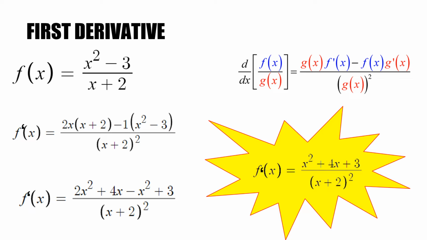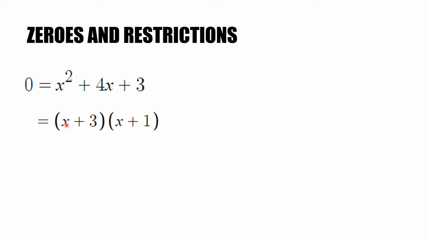Now it's time to find our critical numbers. Time to find our zeros and our restrictions for this derivative. We must calculate critical numbers to find when the function increases and decreases. Critical numbers are numbers that make the derivative of the expression equal to 0 or undefined. Therefore, we need to take the derivative of our expression and set it to 0, in order to solve and factor for (x plus 3)(x plus 1), which gives x equals -3 and x equals -1.